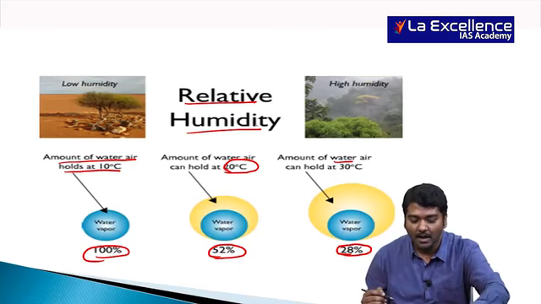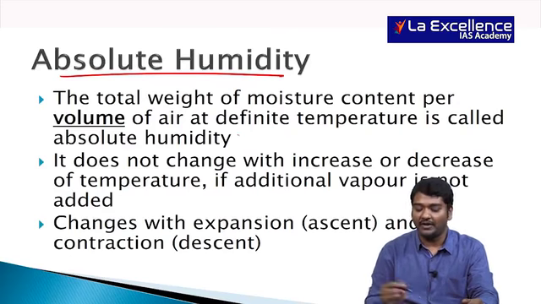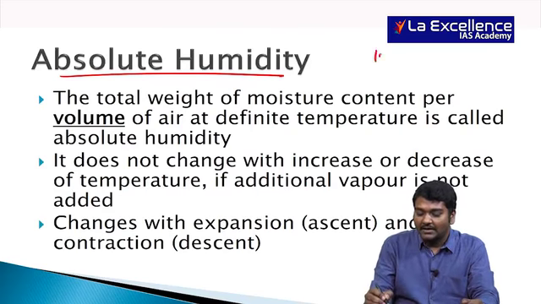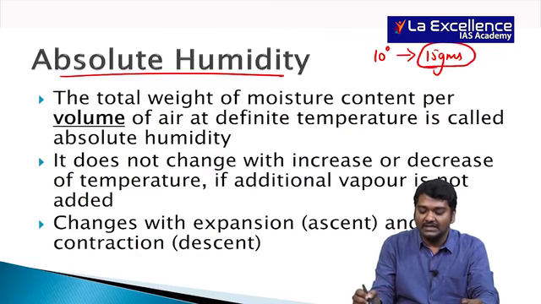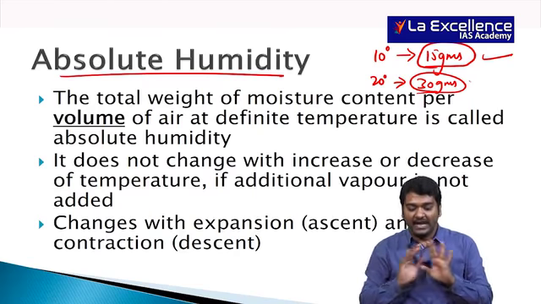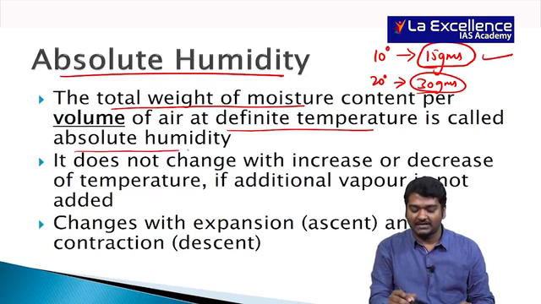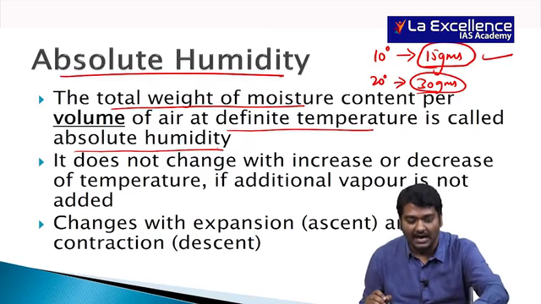Absolute humidity: the total weight of moisture content per volume of air at a definite temperature is called absolute humidity. What is the meaning of it? At 10 degrees Celsius, if there is 15 grams, then I would say this is the absolute humidity. At 20 degrees, if I have 30 grams, I call it humidity. That's it. The total weight of the moisture content per volume of air at a definite temperature is called absolute humidity. This is what they try to ask.